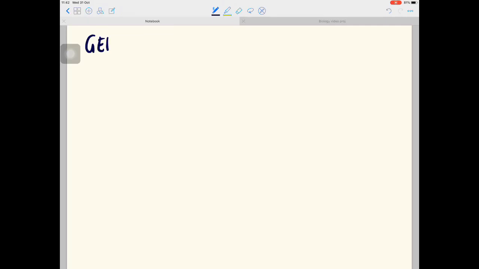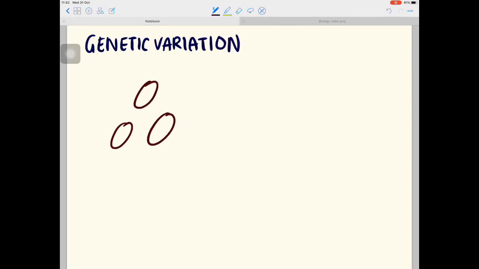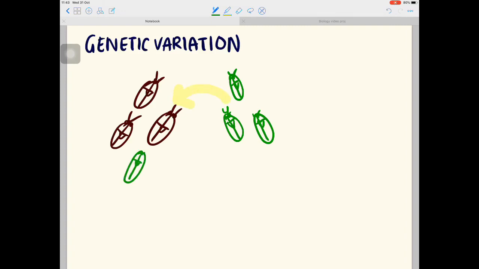If a version of a gene carried across populations does not already exist, gene flow can be an important source of genetic variation. For example, the first population, as we can see, is a population of brown bugs. The second population is a population of green bugs. As the green bugs move into the population of brown bugs, this increases the genetic variation.